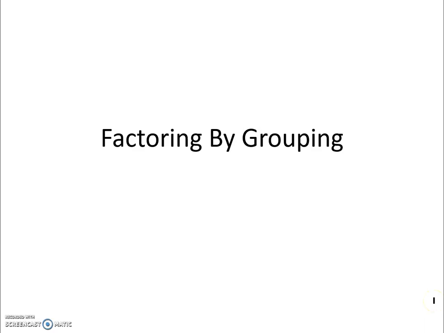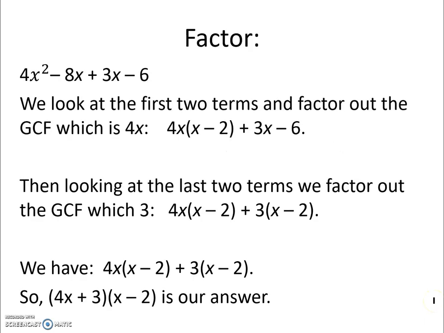Today we're going to be looking at factoring by grouping. Our first example is 4x squared minus 8x plus 3x minus 6. We look at the first two terms and factor out the greatest common factor, which is 4x. So we have 4x times the quantity x minus 2 plus still our 3x minus 6.